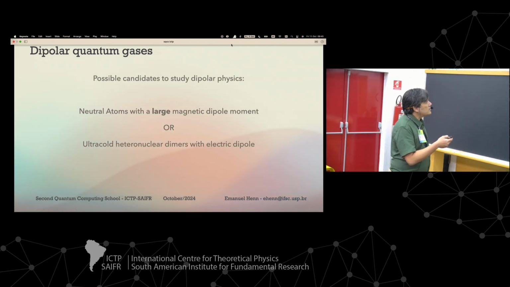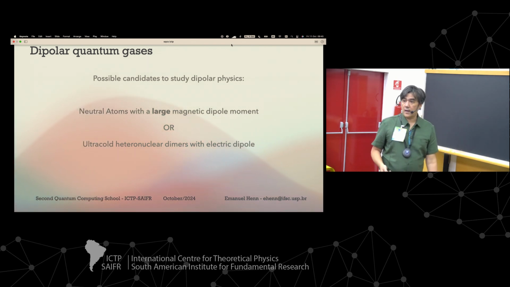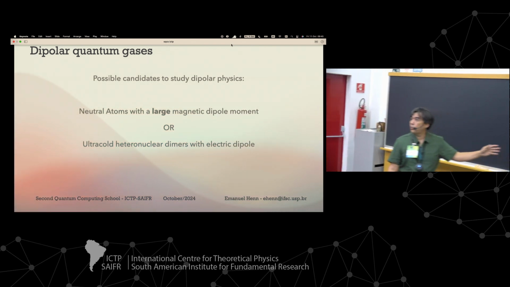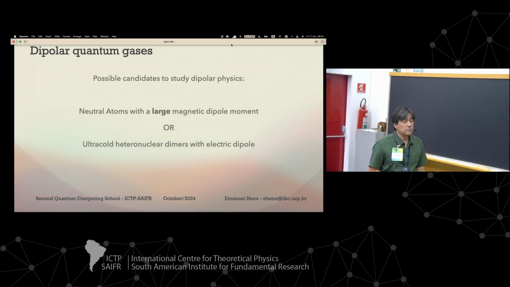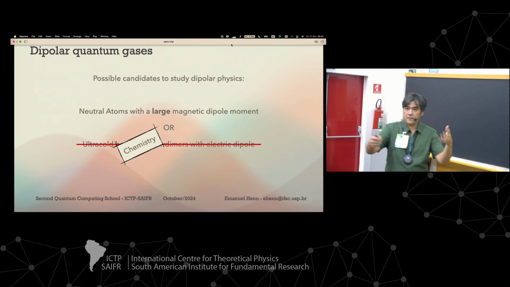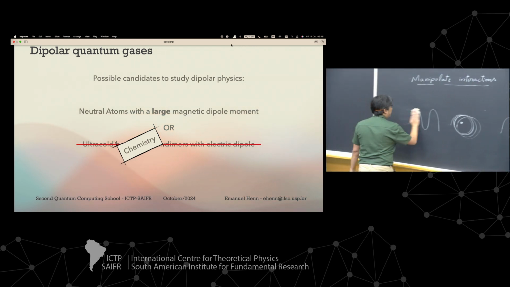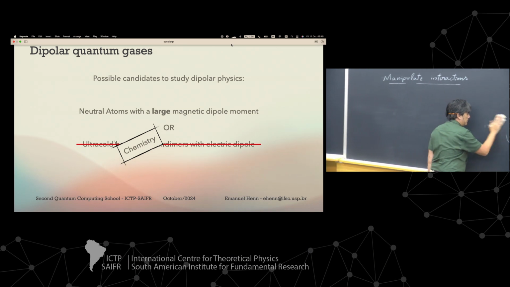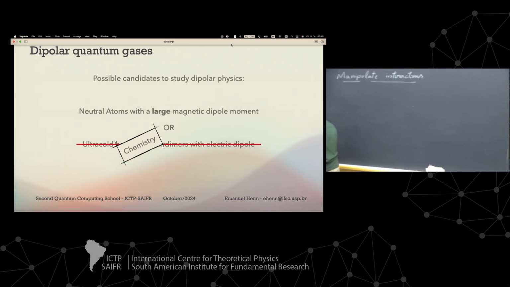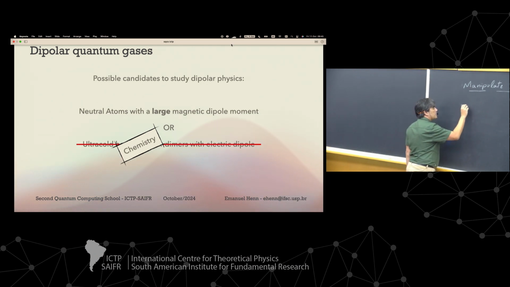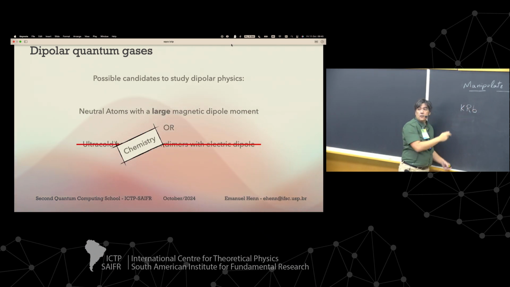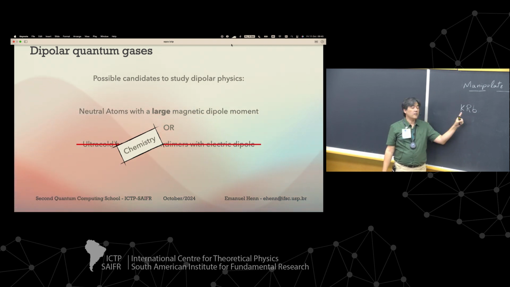The other possibility is ultracold heteronuclear dimers with an electric dipole. And until 2 years ago, these were really a problem because they suffer from a strange problem named chemistry. It's true. We can make dimers in the lab. It's not really a molecule, but it's a bound state of, let's say, potassium and rubidium. So it's a dimer. It's a bound state, and this has a very, very large electric dipole moment.